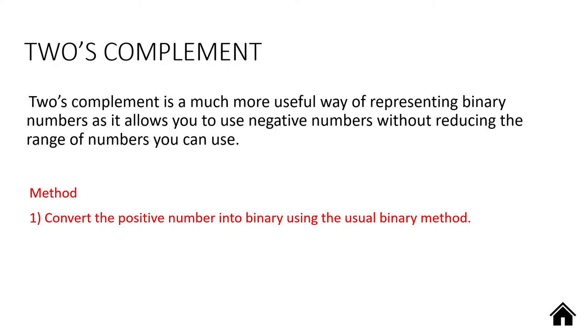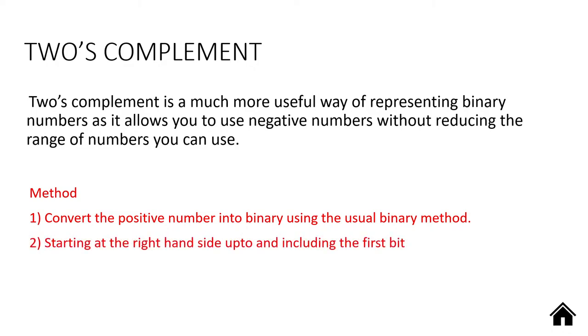So firstly, convert the positive number into binary using the normal binary method. Then we start at the right-hand side. We could also say you start from the least significant bit and you go up to and including the first one bit. Then you invert. Invert means flip. Flip all the other bits.